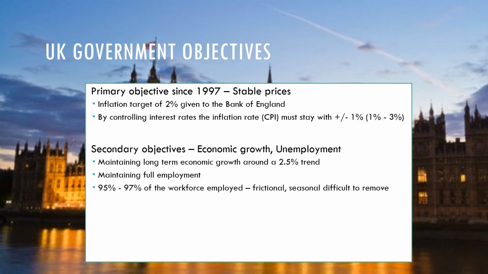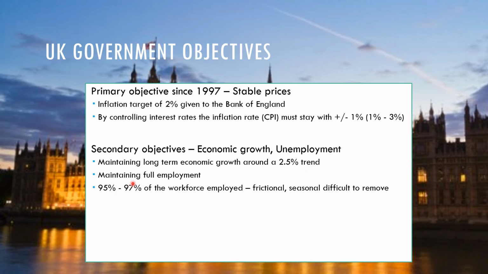Secondary objectives are around economic growth or unemployment. So the first one is maintaining long-term economic growth. Now there's no official target rate of growth, but economists would argue that a 2%, maybe 2.5% trend rate of economic growth would be on target.